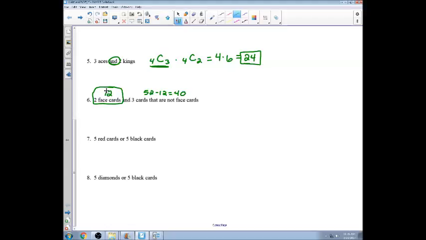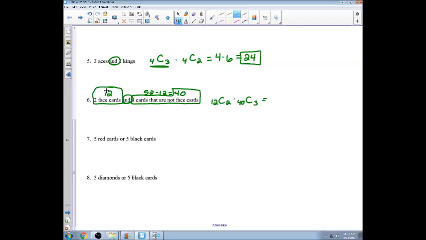Out of the 12 face cards, I need 2 of them. And then out of the 40 cards that are not face cards, I need 3 of them. Okay? So those are our 2 combinations we're going to look at. My first combination would be 12 combination 2. Again, the word and is here, which means I'm going to multiply. So then I have 40 combination 3. Well, 3 combinations of 3 from my 40 cards is really what that is.